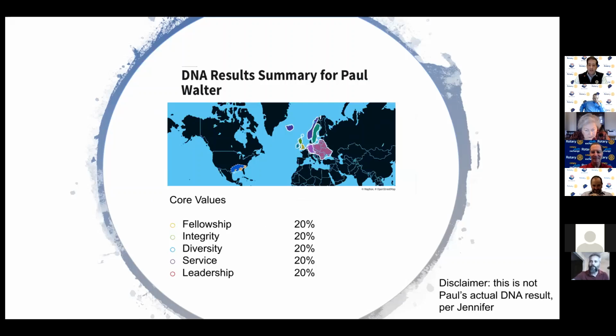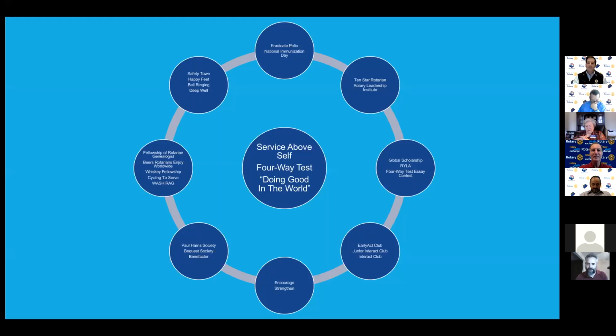So 20% is in service, and 20% leadership, 20% diversity, 20% integrity, and 20% fellowship. I like the fellowship. I wish that percentage was a little higher. All joking aside, but I wanted you to note the core values there. Those are the things that, again, service is part of our DNA. And I do have my little disclaimer down there that Jennifer, my wife, is not letting me claim that this is my actual DNA results. So sorry for putting you on.